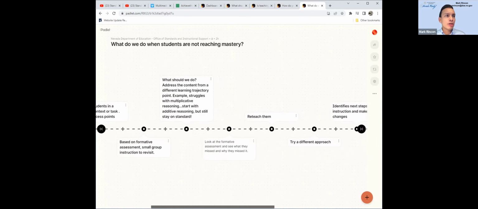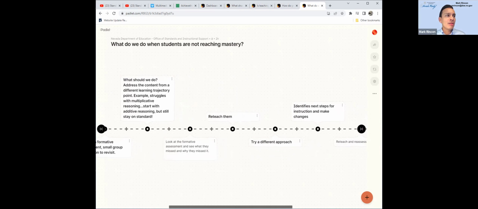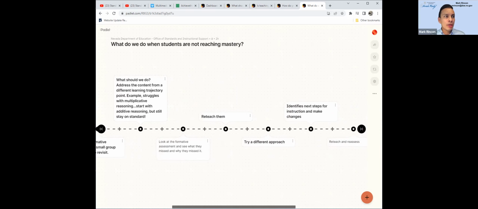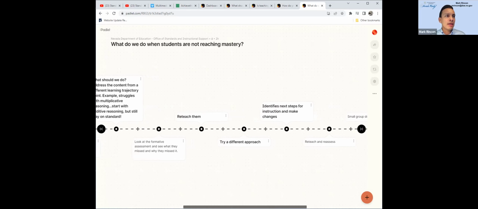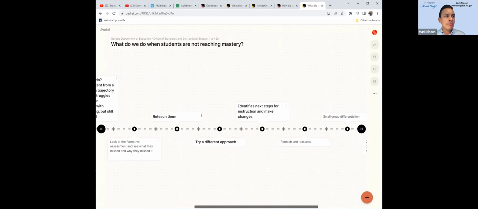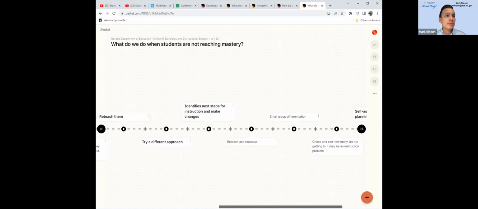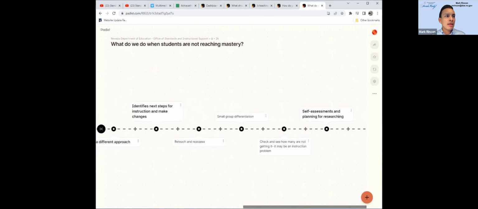Reteach, try a different approach. Someone mentioned again looking at that data component of our formative assessments, identifies the next step for instruction and makes changes, small group differentiation. Check and see how many are not getting it, and maybe it might be an instruction problem. You know, that is really a great point to share. As educators, we need to be really reflective on our practices and maybe make those adjustments when things are just not going quite well within our classroom.